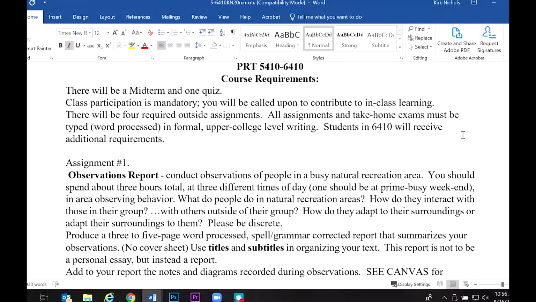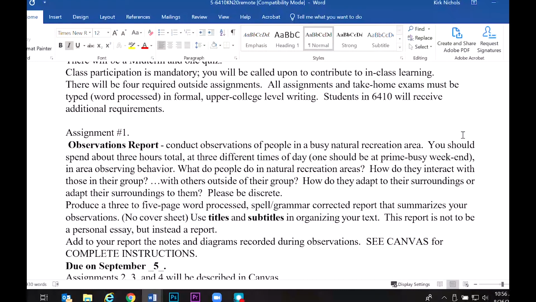There are 4 outside assignments and the take-home exam, for which you do have to turn in your writing at upper college level writing. I should be in files an APA guide to writing that will help you. The writing that we do in this class is report writing, so it's never a personal narrative unless I ask for it. Even the first one, I'm not really looking for a personal narrative.